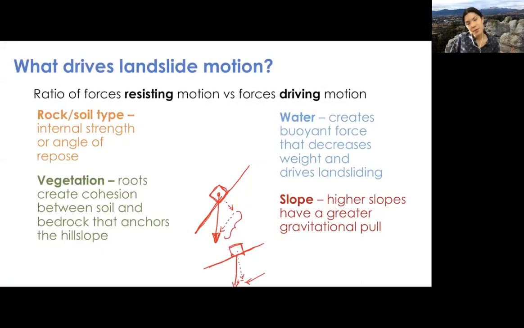Okay, so as you're thinking about what the occurrence is of a landslide, you want to keep in mind these four forces or these four factors. What's the rock soil type? What's the vegetation? Is there vegetation? What's the water condition? Are you in an area that gets a lot of precipitation or not? And then what's the slope?